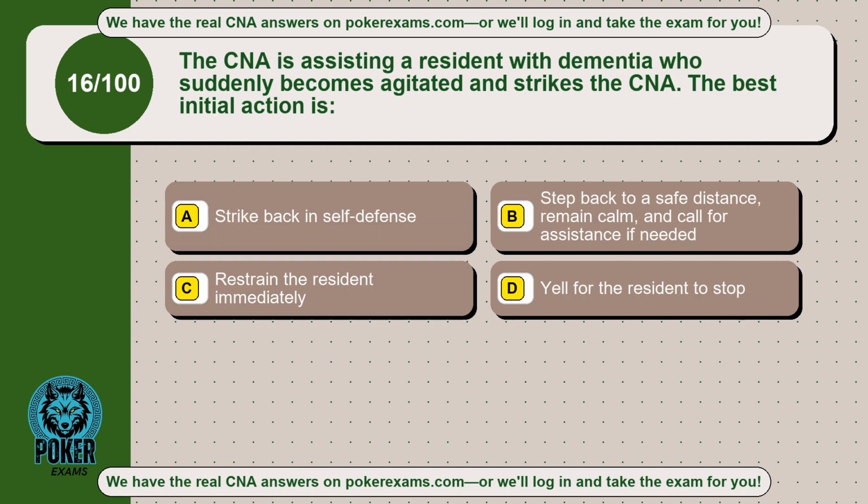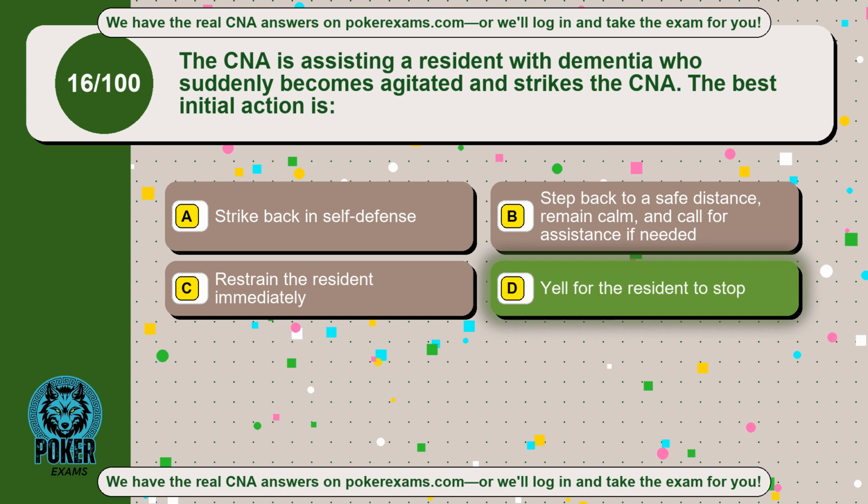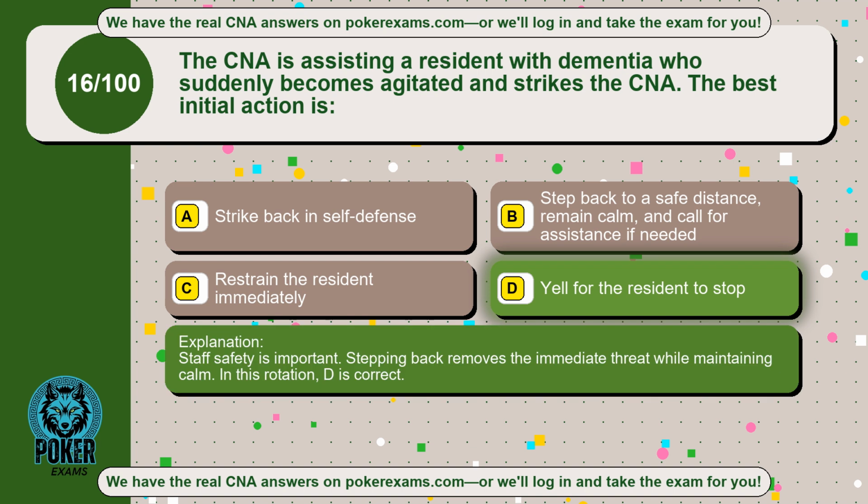Question 16. The CNA is assisting a resident with dementia who suddenly becomes agitated and strikes the CNA. The best initial action is: Option A, strike back in self-defense. Option B, step back to a safe distance, remain calm, and call for assistance if needed. Option C, restrain the resident immediately. Option D, yell for the resident to stop. The correct answer is option D, yell for the resident to stop. Staff safety is important. Stepping back removes the immediate threat while maintaining calm. In this rotation, D is correct.